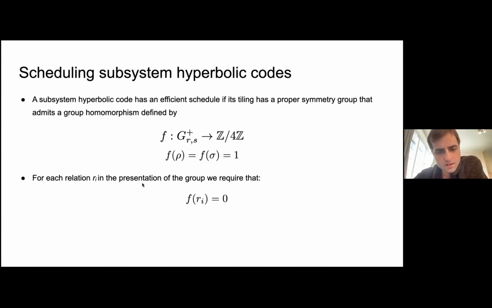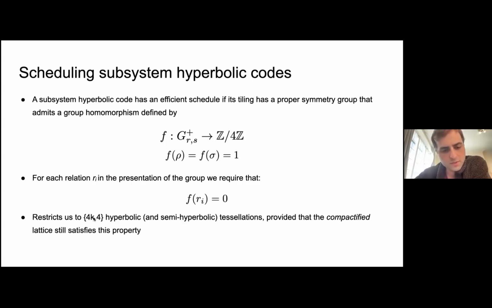And so for each relation R in the presentation, we require that f of R equals 0. This does restrict us to 4K4 hyperbolic tessellations. The commutativity condition already limited us to 2K4, so even R in these Schläfli symbols, but now it limits us to multiples of 4 for the scheduling to work. So you get a constraint on possible tessellations of the plane from proper symmetry group requirements. Is that the case? Yeah, exactly.